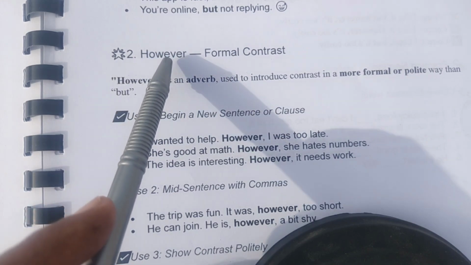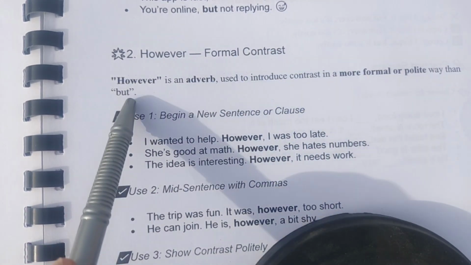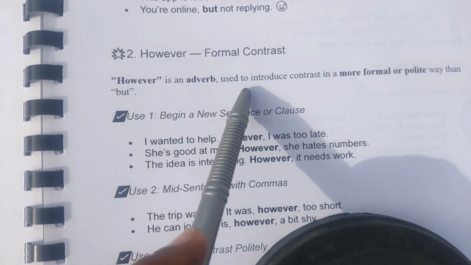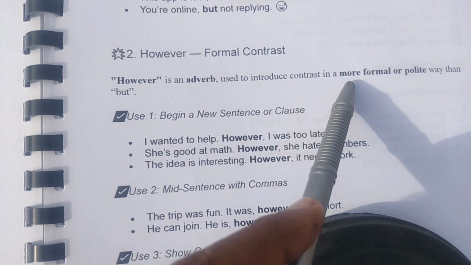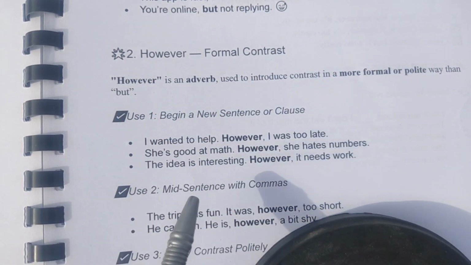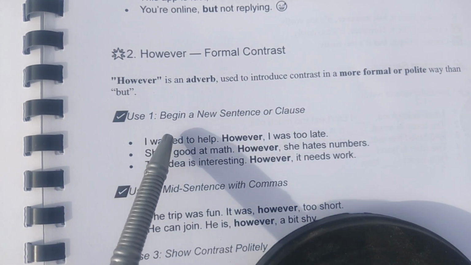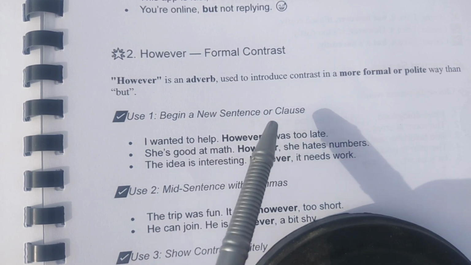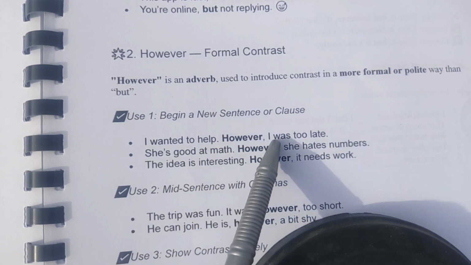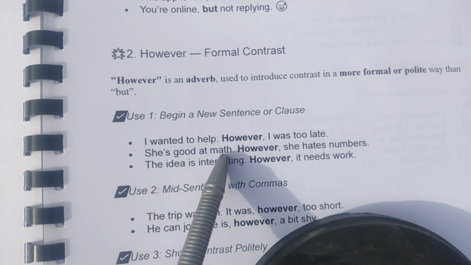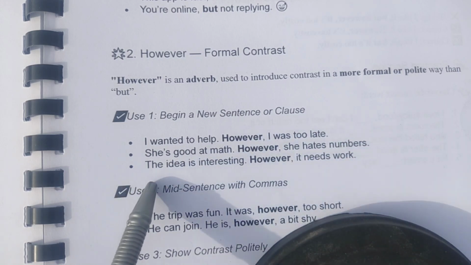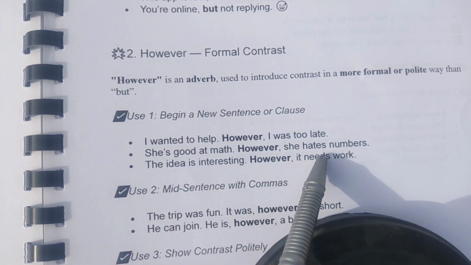Number 2, however, formal contrast. However is an adverb used to introduce contrast in a more formal or polite way than but. Use 1: begin a new sentence or clause. I wanted to help, however I was too late. She is good at math, however she hates numbers. The idea is interesting, however it needs work.